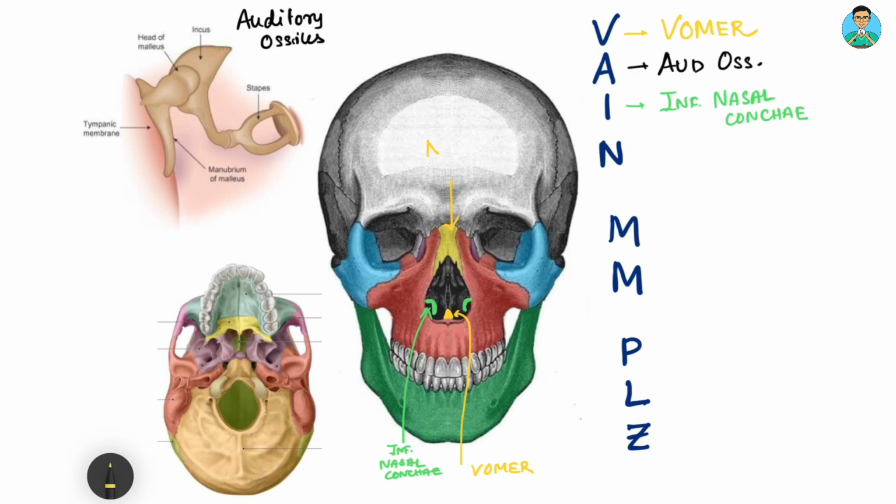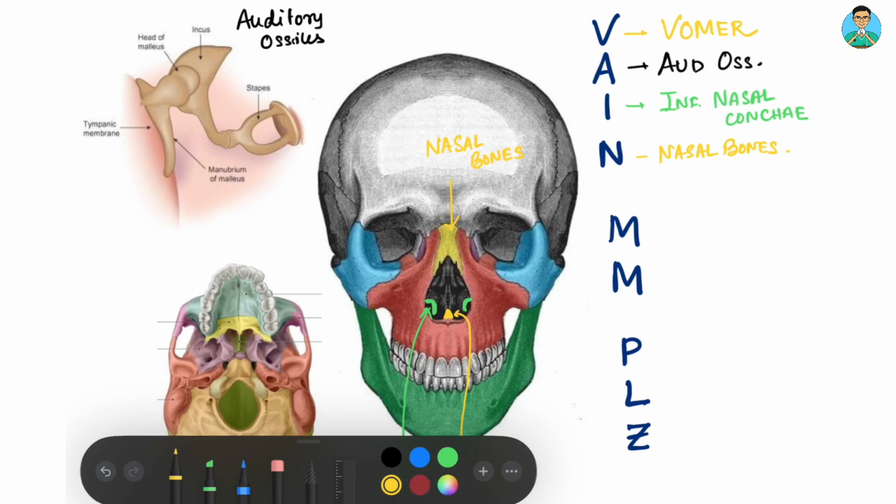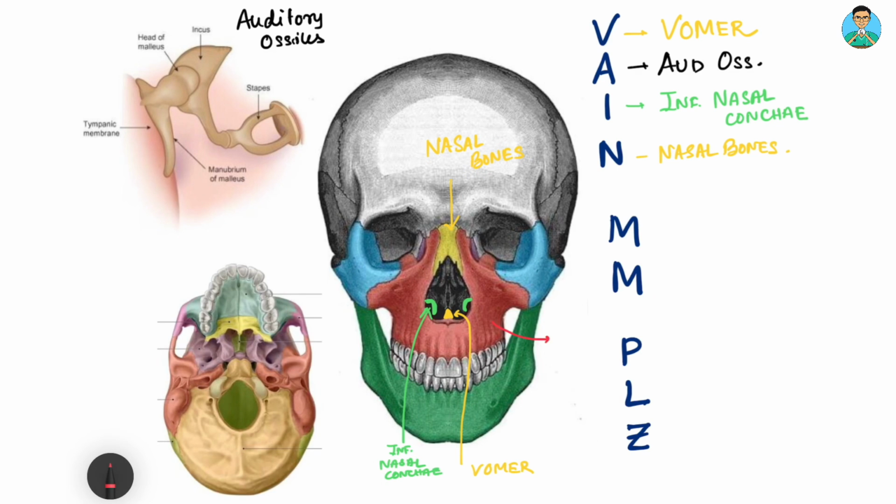N stands for the nasal bones, which form the nose bridge. M and M represent maxilla and mandible.